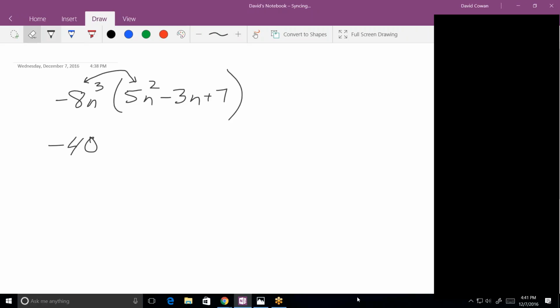Let's finish it. What's this times this equal to? Negative 40n. What power? I'm multiplying n to the power of 6, adding. Oh, to the power of 5. Right. Now, the mistake you just made there: you were multiplying the bases and you multiplied the exponents. So always remember, you never do the same thing to the exponents that you do to the base.